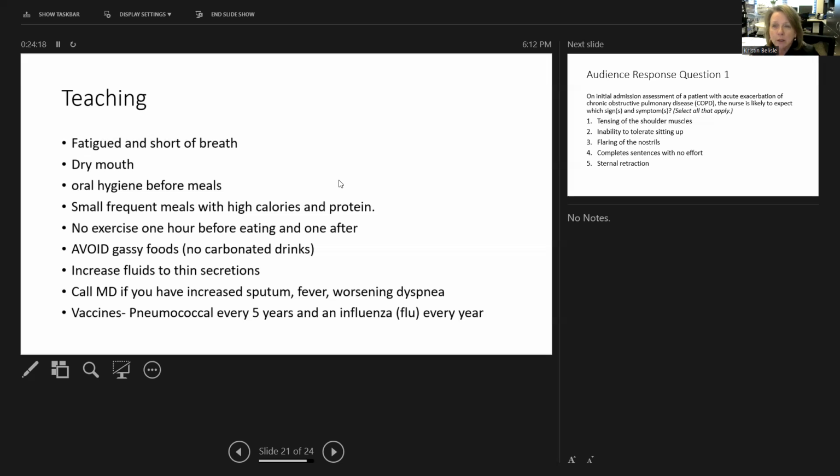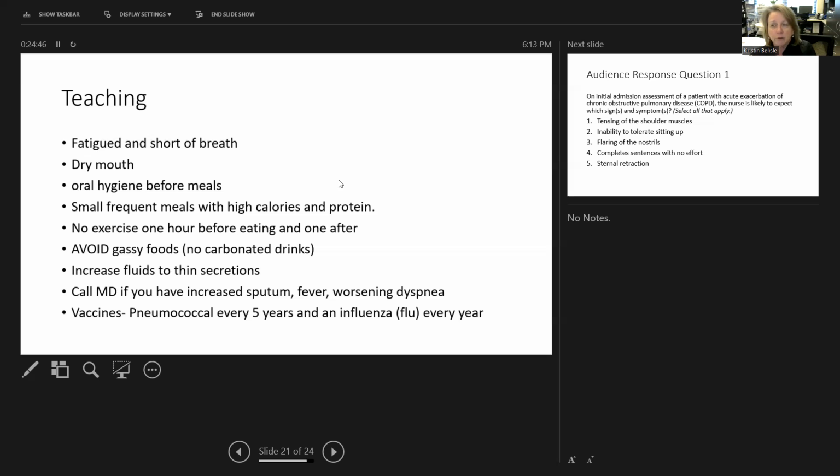Increase fluids, drink 8 ounces, 8 glasses, 8 ounces or more a day to help thin the secretions. And that's with anything. If you've got thick secretions, I don't care what you have, flu, COVID, RSV, whatever it is, bronchitis, then go ahead and drink more fluid. Increased fluids will thin secretions.